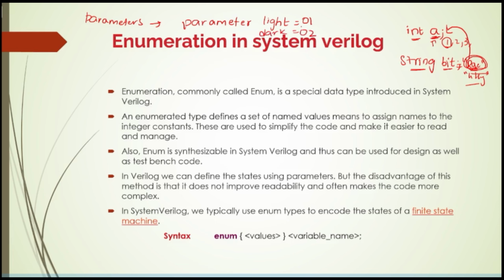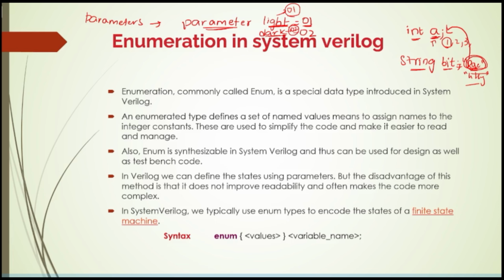If you want to assign one value to light, you use the parameter keyword. So the parameter will assign the value 1 to light. Whenever light comes, it will assign the value 1. Similarly, whenever dark comes, it will assign the value 2 to that particular dark. So this is how you used to do it in Verilog.